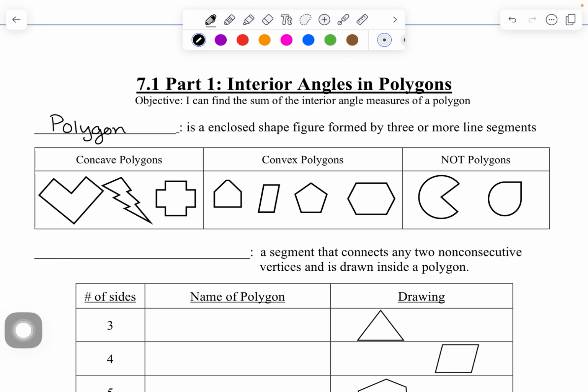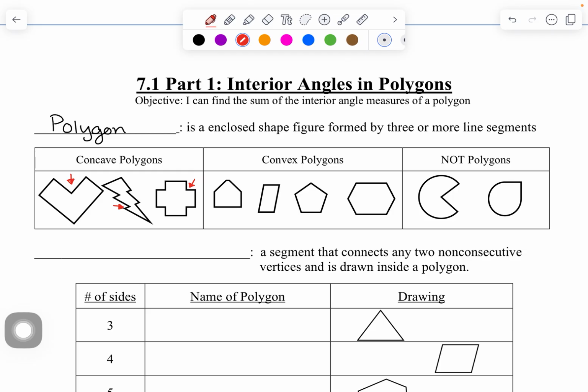Now, when it comes to polygons, there are a couple of different classifications of them. There is concave and convex. Concave essentially means at some point it's caved in. It has an indent in the shape. So like that heart-looking one, lightning bolt-looking one, kind of this cross-looking one, all of them have indents, which makes them concave.